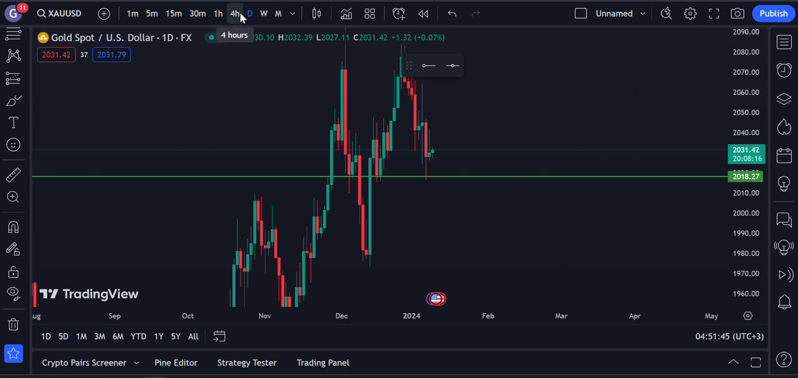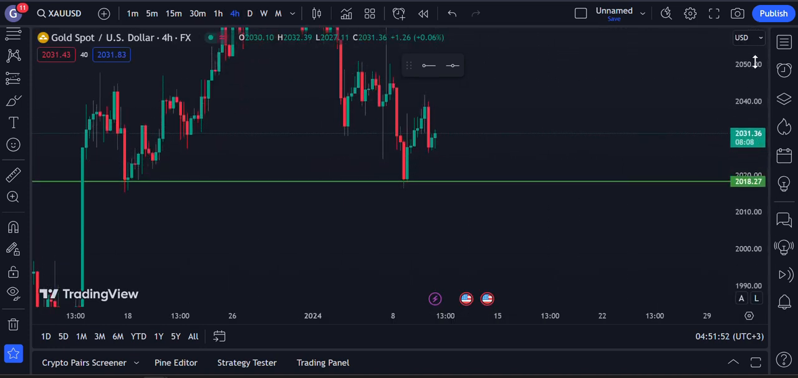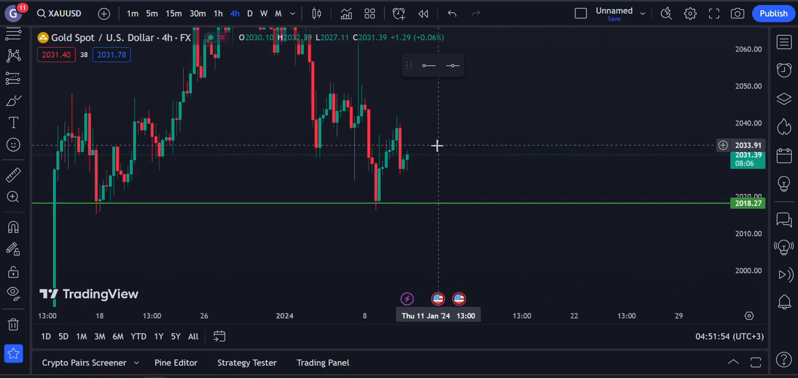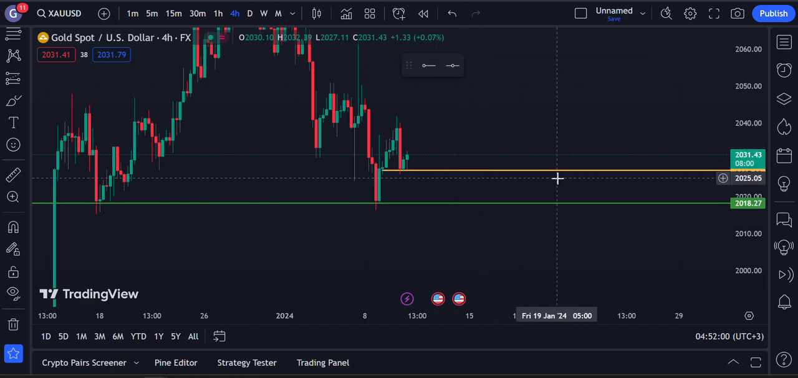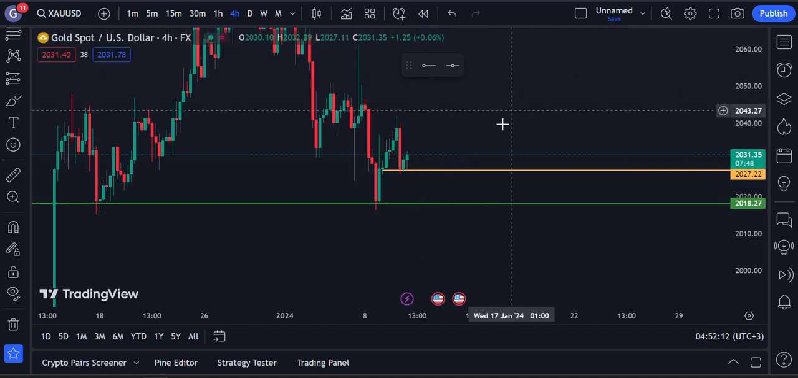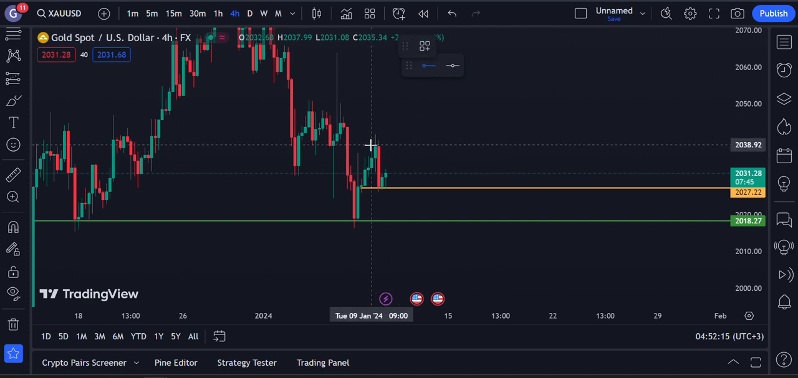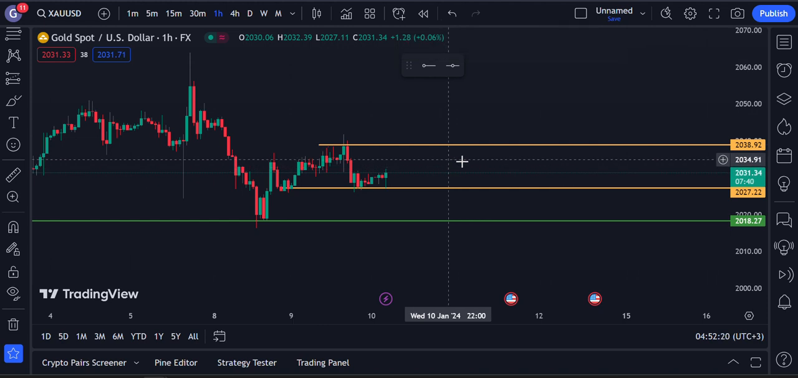But we need to go to the smaller time frame so that we can get more insights that will enable us to find a trade. On the 4-hour time frame, we see that we are forming a support, and our range still holds. It's an 82 pip range, which is pretty good. On the upper side, we have a resistance at 2038.